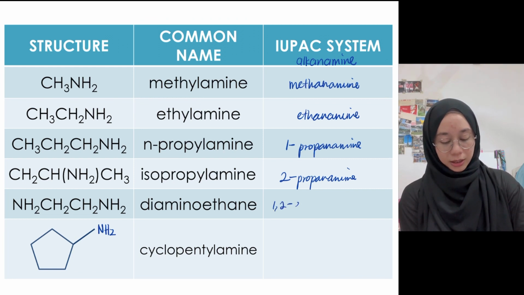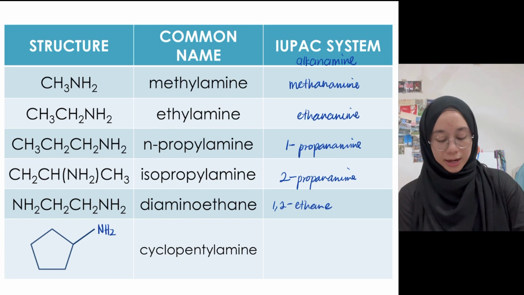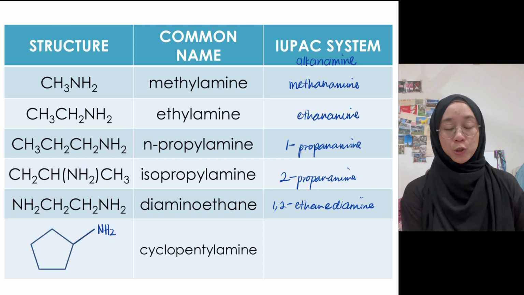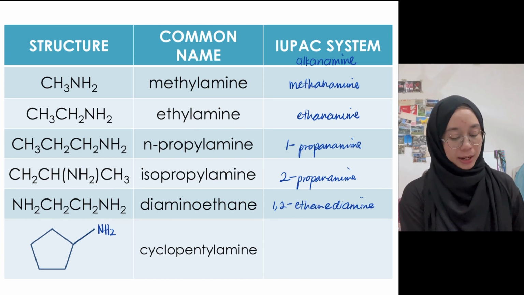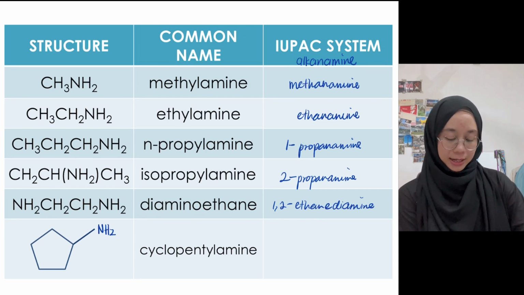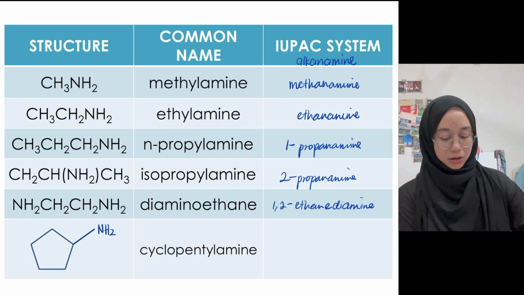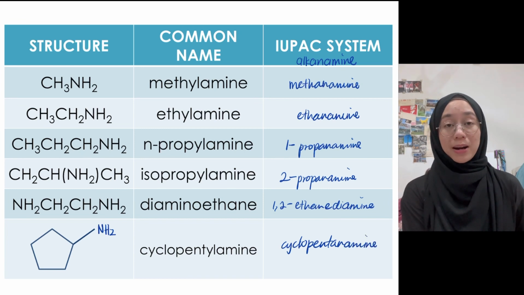Okay, and then yang bawah ni pula, kita panggil ini sebagai 1,2 ethane. So ethane ni perlu full. Okay, diamine, sebab diamine tu merujuk kepada ada 2 amine group lah, amino group. Okay, and then last sekali pula kita ada cyclopentyl amine ni. So cyclopentyl amine ni nama dia adalah cyclopentanamine. Okay, so ini untuk yang primary amine.